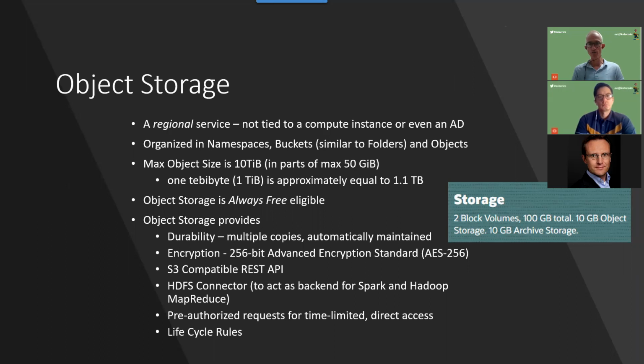Object storage has a number of features, such as durability. Multiple copies are automatically created. You don't need a SAN if you have object storage. Encryption of all your data at rest. Your Oracle object storage can look like S3 because that's more or less the standard. It can also look like a Hadoop distributed file system, so it can easily be used with Spark and Hadoop.